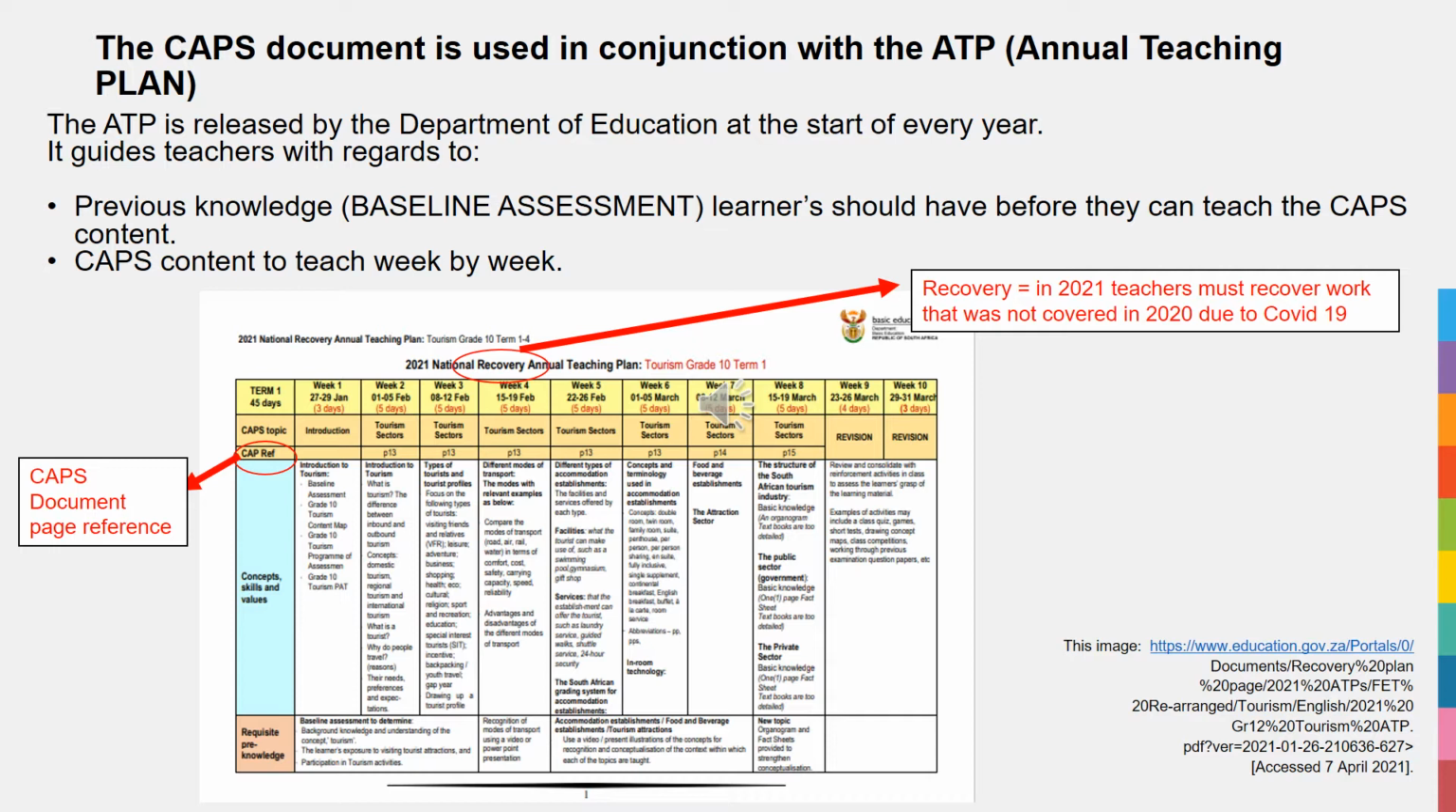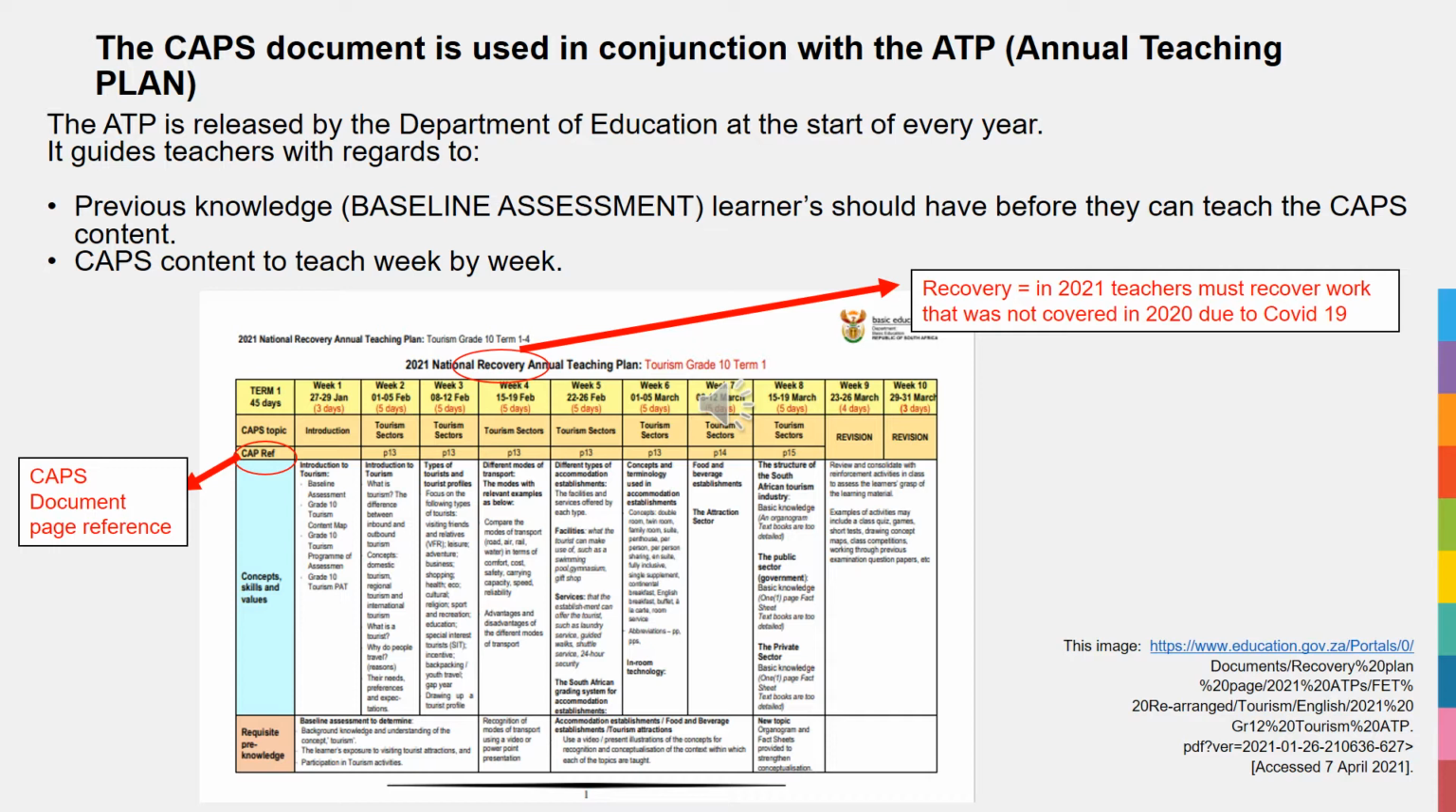Now you will see that this one talks about a recovery annual teaching plan. Now this means last year, due to COVID, there's a lot of work that was not covered due to schools being closed or children not attending school. They've taken stuff out of the curriculum. So this year we have to make up that work.